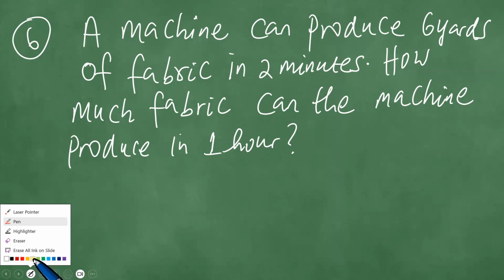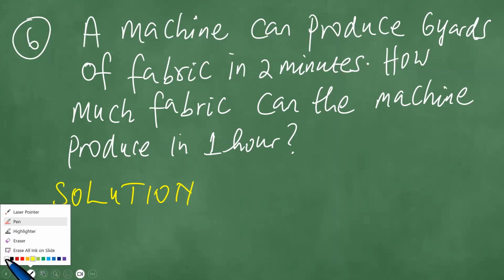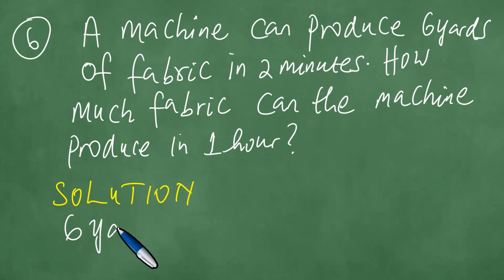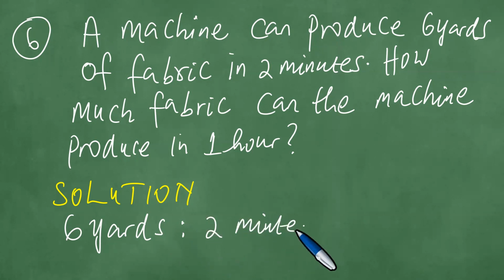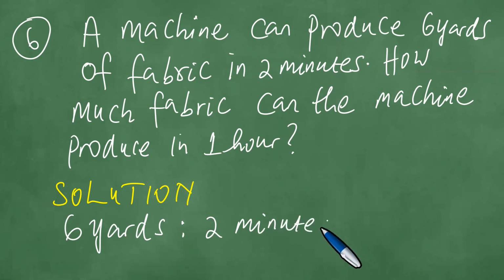The solution to this is very straightforward. A machine can produce 6 yards of fabric in 2 minutes. How much fabric can the machine produce in 1 hour? So in other words, you have 6 yards, 2 minutes. This is very straightforward because you need to know that 1 hour is exactly 60 minutes. So you can just use that to crack this one and quickly get the answer.